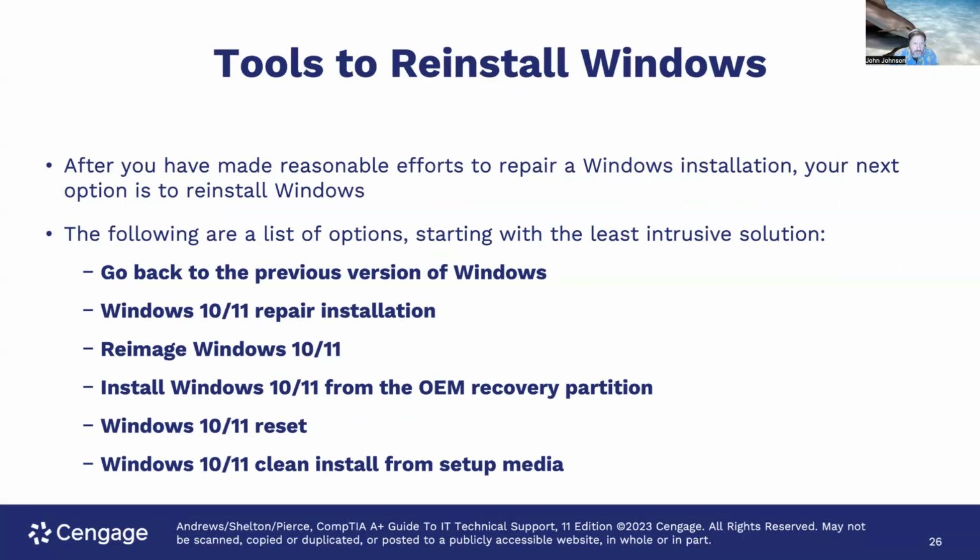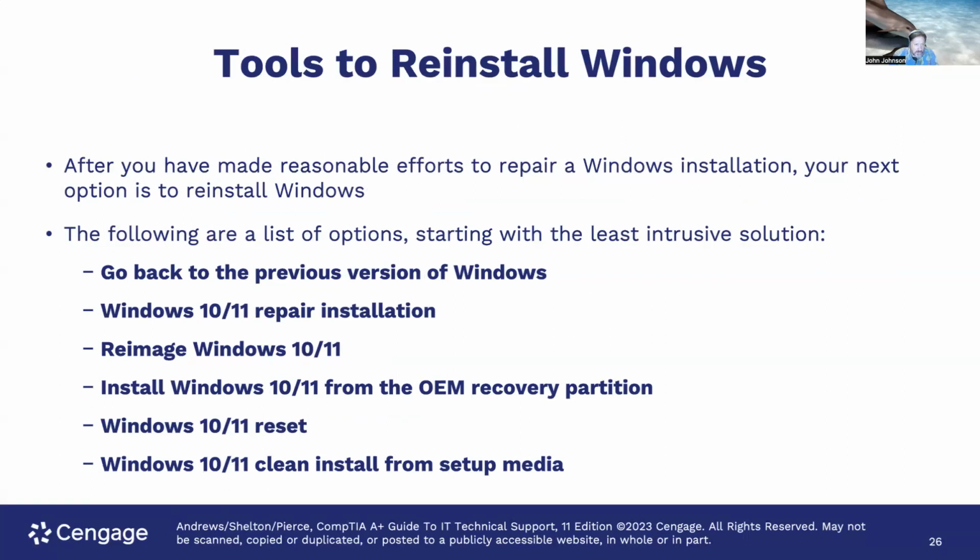After you've made several reasonable attempts to repair a Windows installation, your next option is to reinstall Windows. This is a little bit more involved, but the following list of options is going to start with the least intrusive, and go all the way down to what you really don't want to be doing. So you start with going back to the previous version of Windows. You just kind of roll back to that.